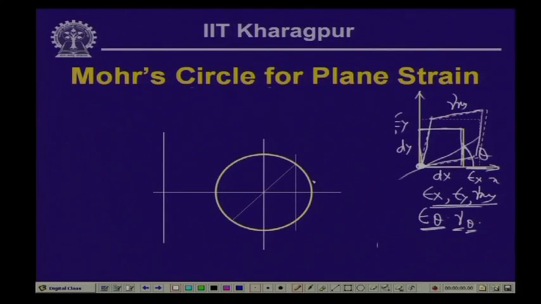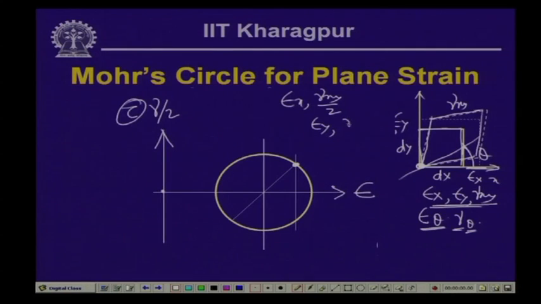Now, as we did before, for stresses we had written sigma on the x axis; here we write strain epsilon, and on the y axis, instead of tau, we now write gamma by 2. This is the origin. Now, from here if we plot the value of epsilon x and gamma xy by 2, then we get one point on this plane, which we call the Mohr plane. Also, epsilon y and gamma xy by 2.